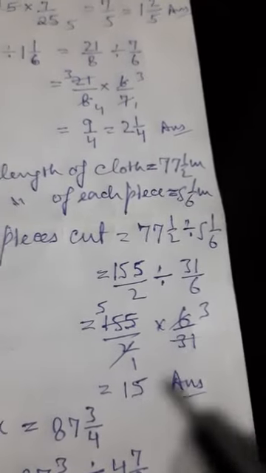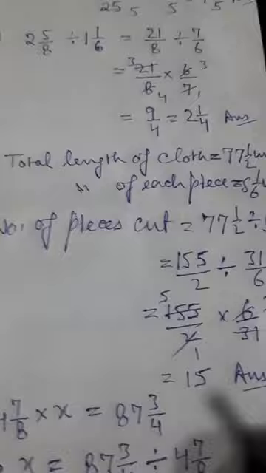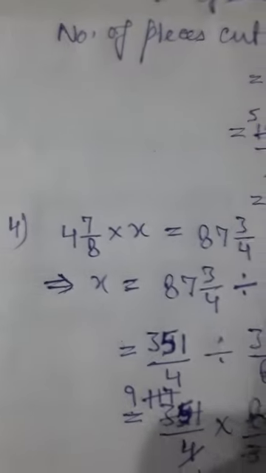So 5 3s are 15. Total number of pieces cut are 15. Read question number 4 and then look here.